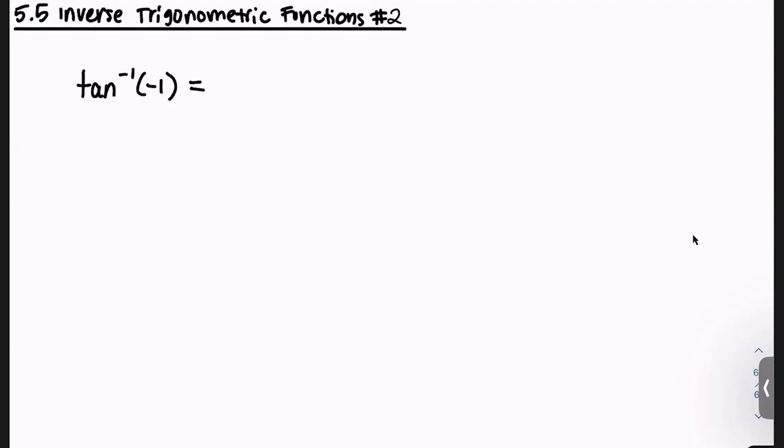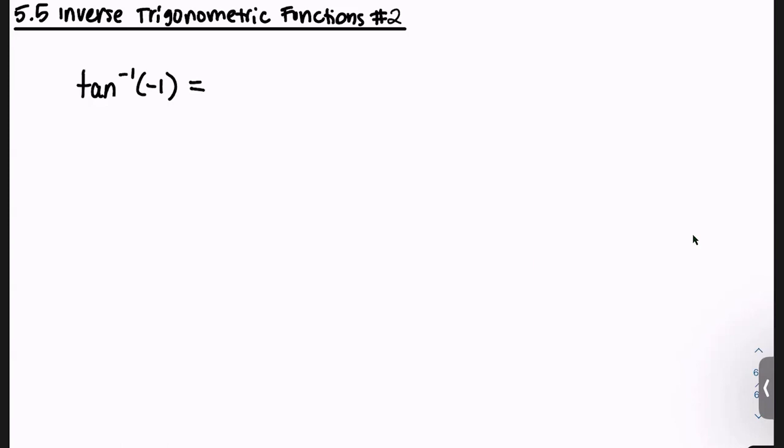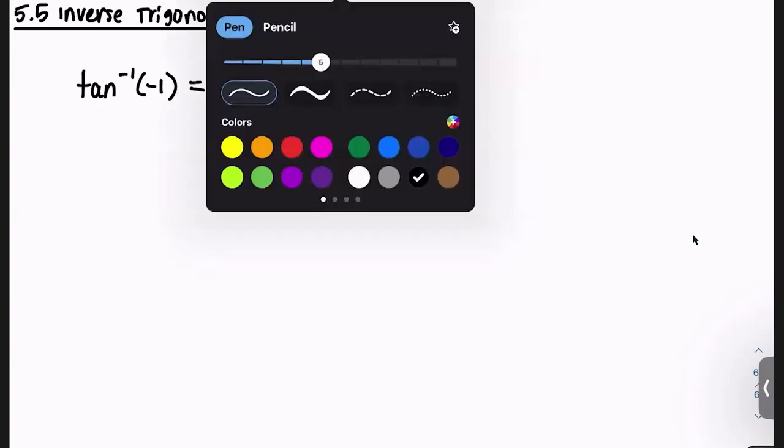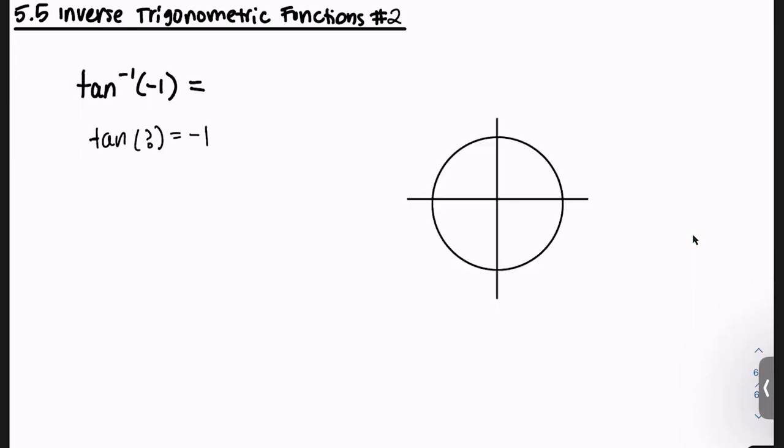Here we have to find the exact value of this expression, that being arctangent of -1, or the inverse of tangent of -1. So how do we do this? Another way we can write this is by saying tangent of what value is equal to -1. And so what we really mean is if we draw a unit circle, we're just really looking for the value that has a point where the y over x is equal to -1.